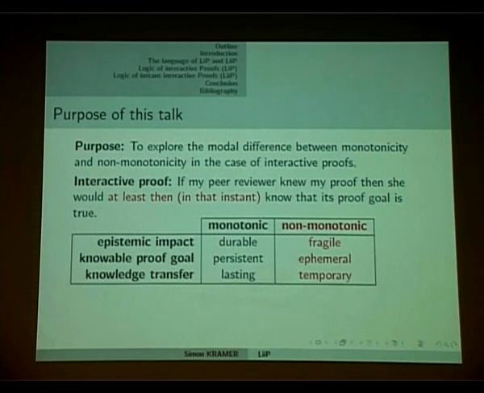As I try to suggest in this informal definition of interactive proof, we induce the knowledge of the proof goal with the proof reader. And because we induce knowledge with the proof, we achieve an epistemic impact. That's what I mean by the first line of the table there. We achieve an epistemic impact.